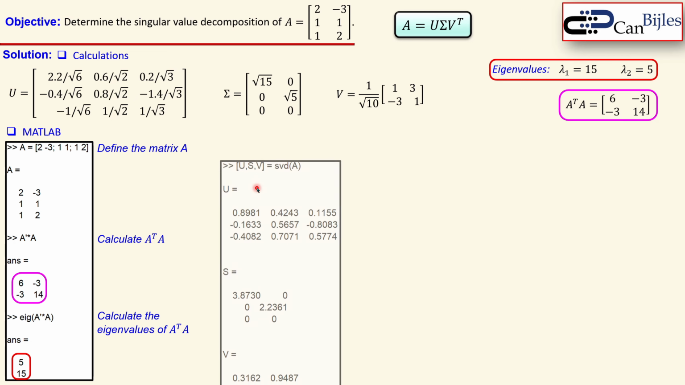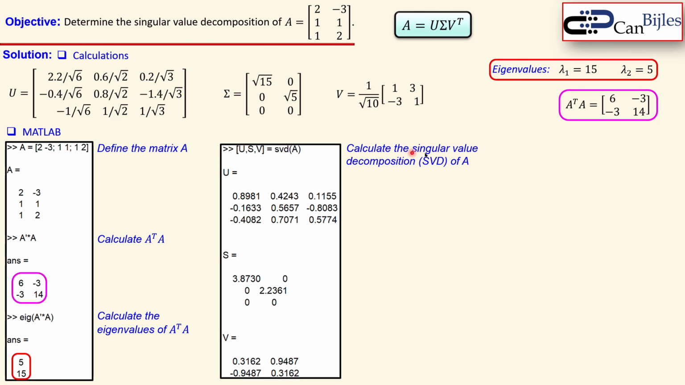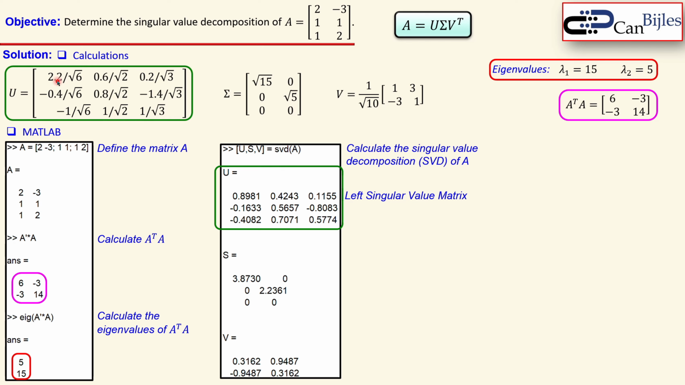Now, the next step is calculation of the singular value decomposition, for short SVD of A. That can be done using this command. You see here [U,S,V] in the brackets is equal to svd(A). That's actually this matrix. This matrix U is the left singular matrix given here in the green box. If you calculate it for yourself, 2 over the square root of 6 will be approximately this one. This is of course rounded off. And you can go on for the other elements, all 9 elements here.